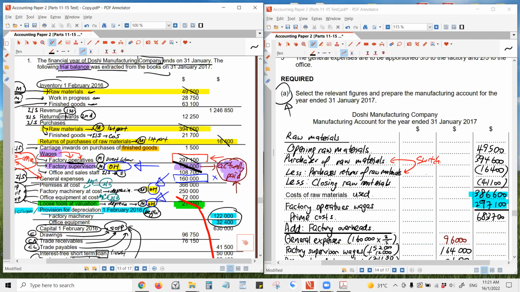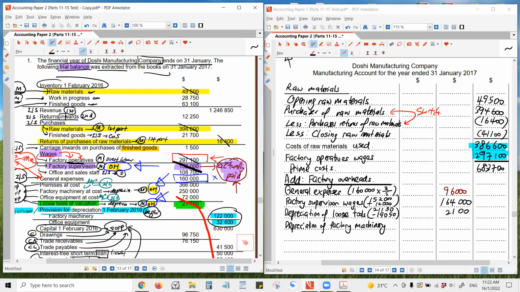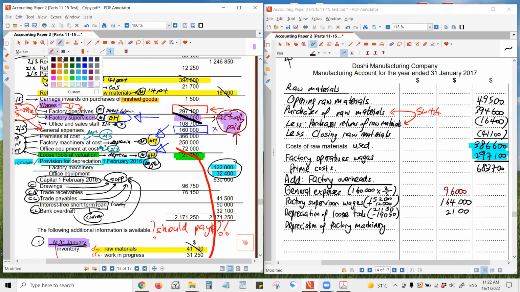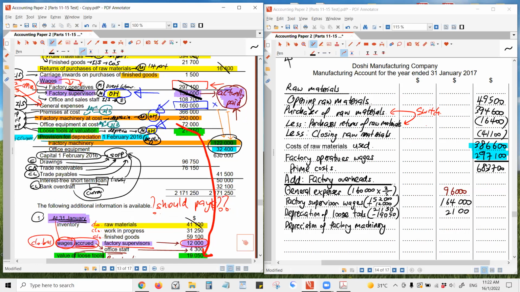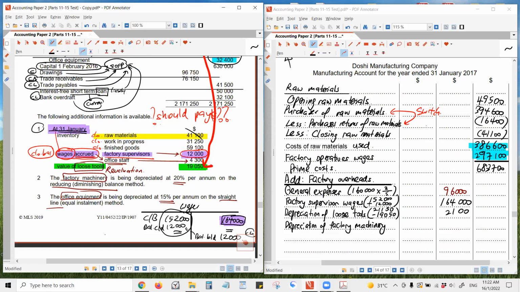Okay, now we continue. Next is, okay, I was looking for factory machinery, right? Let me use a different color to highlight for you. You observe here, the one in dark orange. And then you have another figure, 122000. This is provision for depreciation. That means the 122000 refers to the depreciation you have charged for the machinery for all the earlier years, combined together. What is the depreciation method? They say reducing balance method. Can see info number 2, reducing balance method.